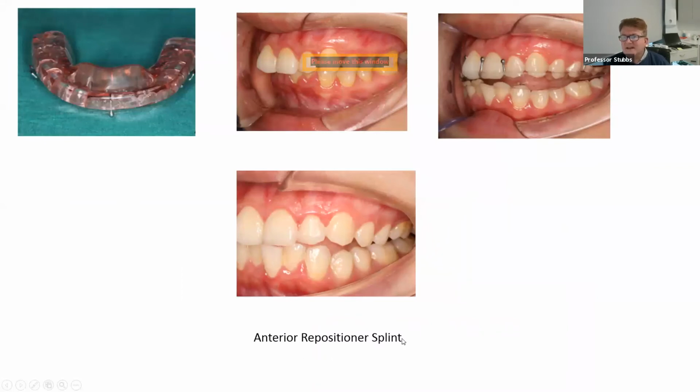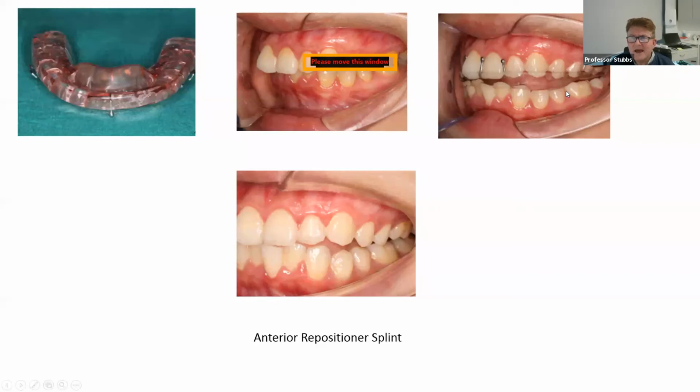Now, some colleagues love the anterior repositioner splint. It'd be interesting to see people watching this if you use these. I don't. I'm not a fan of it, but again, doesn't mean to say it's wrong. It's just I'm not a fan of it. What it's designed to do is pull the mandible forward. It's particularly useful perhaps for short-term use for about 4 to 6 weeks in somebody who's got pain in the TMJ, and pulling the mandible slightly forward relieves those symptoms.